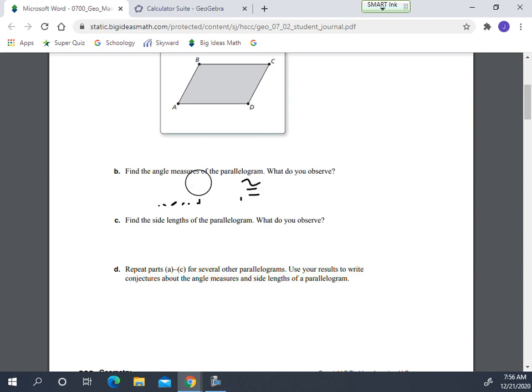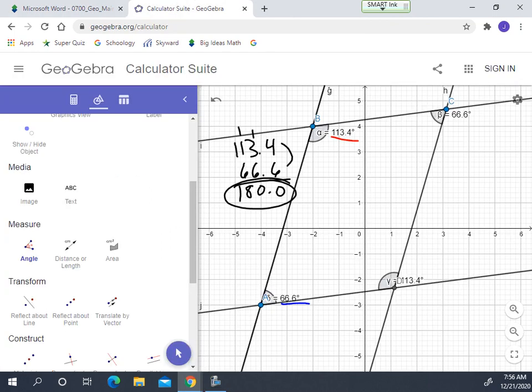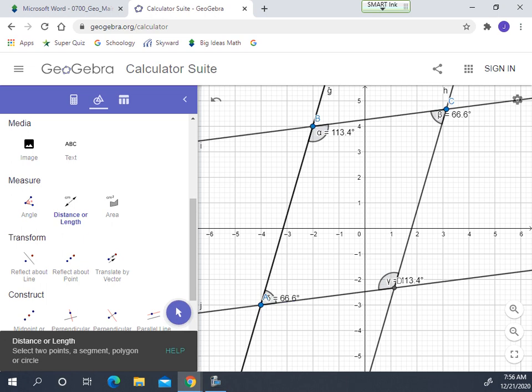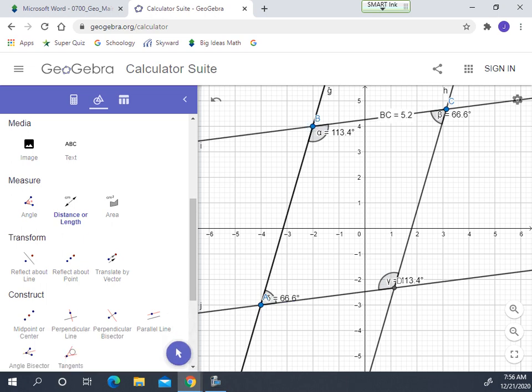Okay. Then we're asked to find the side lengths of the parallelogram. What do you notice? So let's measure the side lengths. Let's get rid of our color. Let's just focus on side length. So we're going to find distance or length. We're going to click on two points. So BC is 5.2. CD is 7.3. DA is 5.2. And AB is 7.3. So, what do we know?